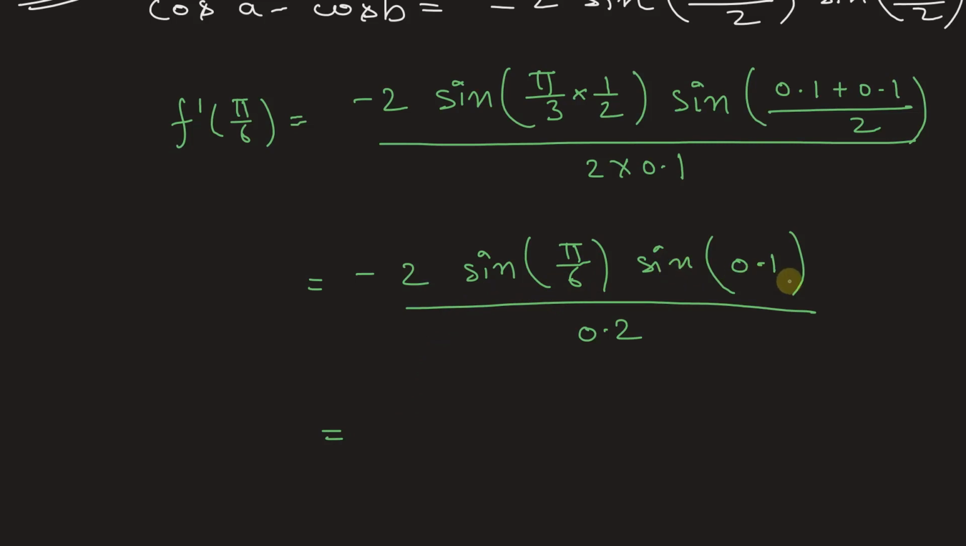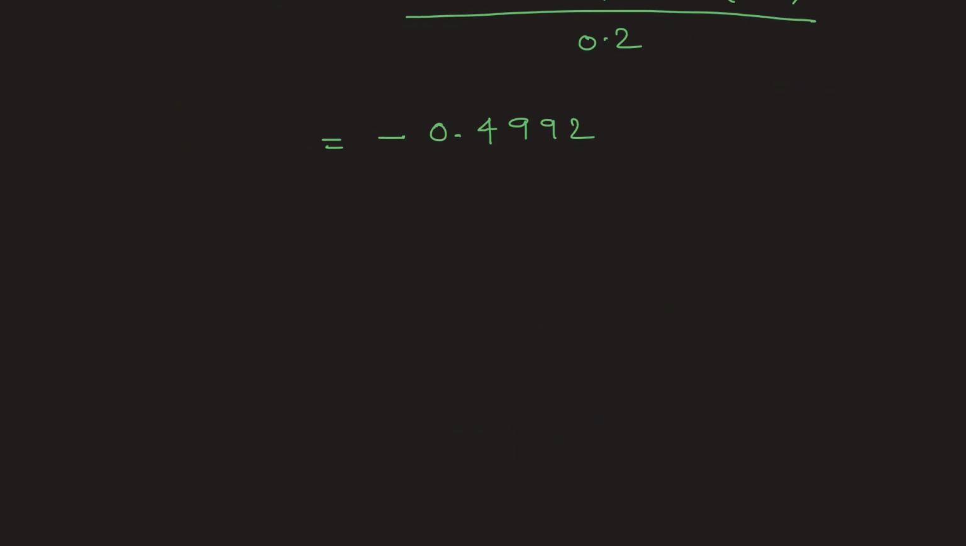So this will give you, once you multiply sin pi by 6 and sin 0.1, you can use the calculator and you will get the value minus 0.4992. Now to calculate the percentage error, the formula is already given in the question. So I can write error percentage is equal to exact value minus approximate value divided by exact value into 100.